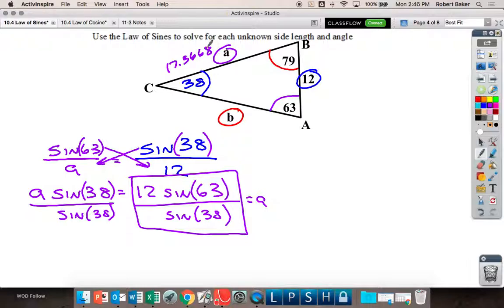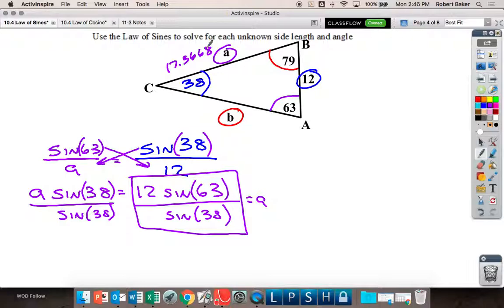There is one sneaky way to justify that answer right now. Does that answer make sense? Why? Because it's bigger than 12, right? 38 is smaller than 63, so 12 should be smaller than 17, right? Or 63 is bigger than 38, so 17 should be bigger than 12.